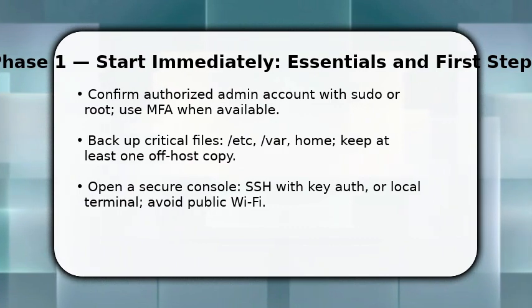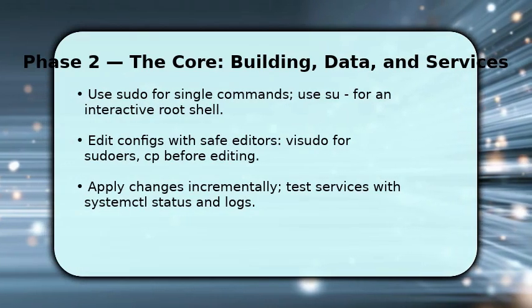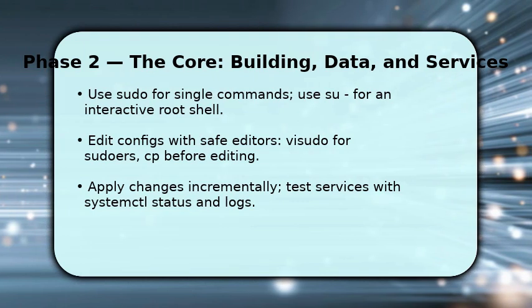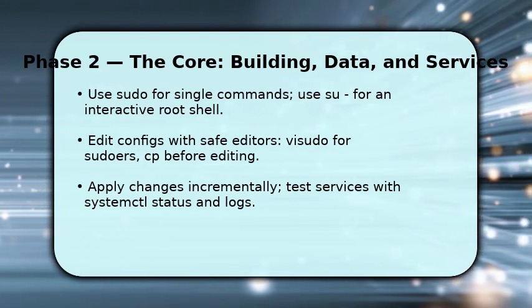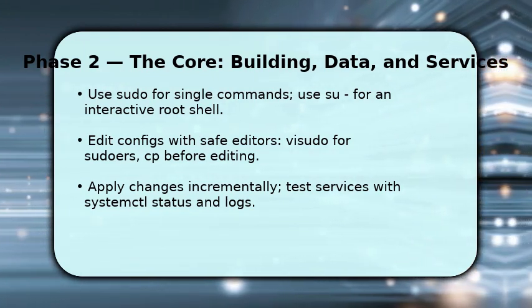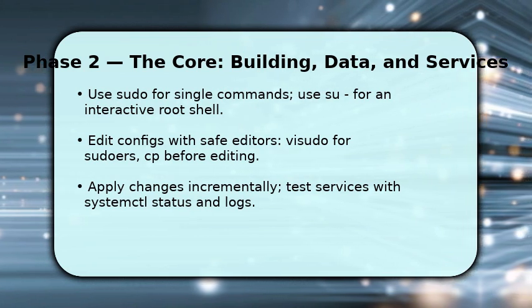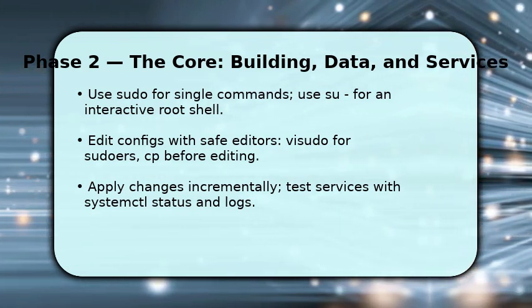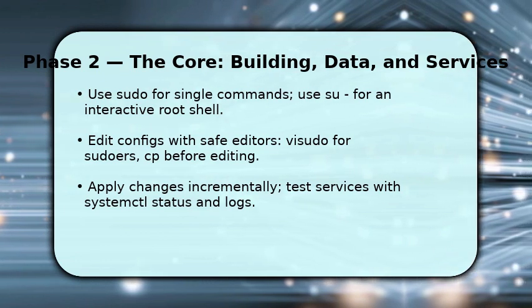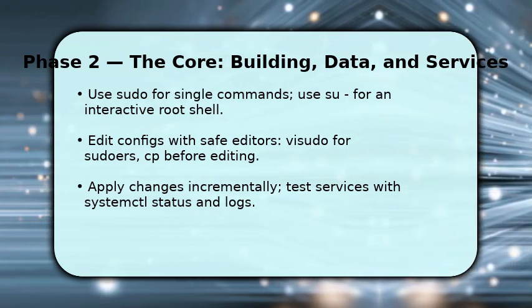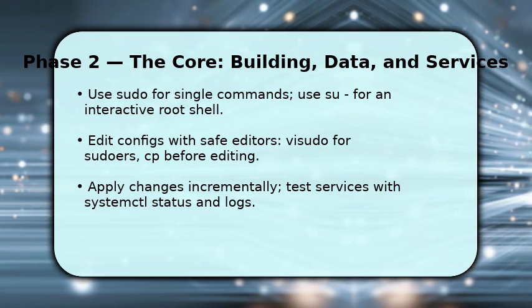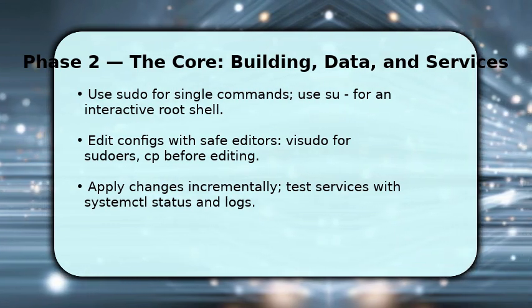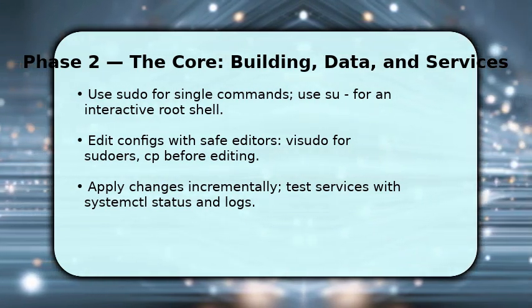You should prefer sudo for single administrative commands and switch to su only when you need an interactive root session. When editing critical configs, use sudo for sudoers and make a timestamped copy before changing files so you can revert quickly. Apply changes one at a time, restart or reload services with systemtool, and verify status and logs to confirm behavior. If something looks off, stop and inspect, rather than making multiple changes.